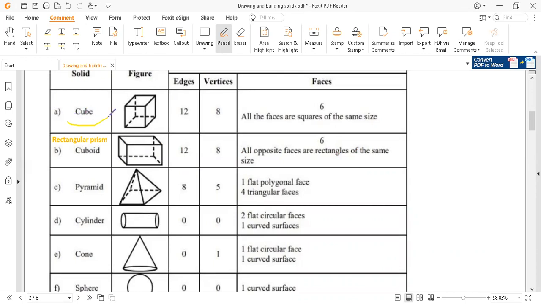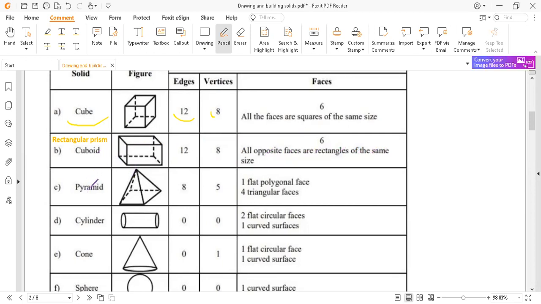As a cube, normally we have 12 edges and 8 vertices, and we have 6 identical square faces. A rectangular prism has all opposite faces as rectangles of the same sizes. Normally we have 6 faces. Each pair of opposite faces are identical in a rectangular prism.